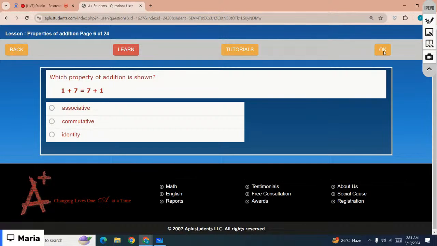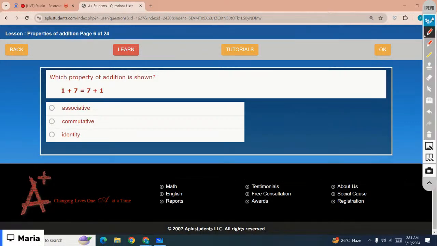Next one: which property of addition is shown? 1 plus 7 equals 7 plus 1. That is the commutative property. The correct option is commutative property.